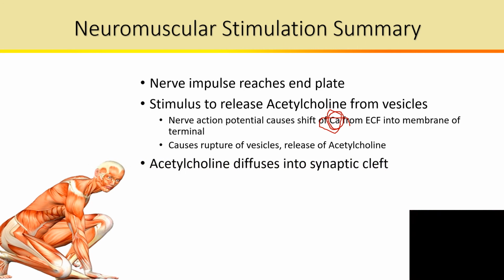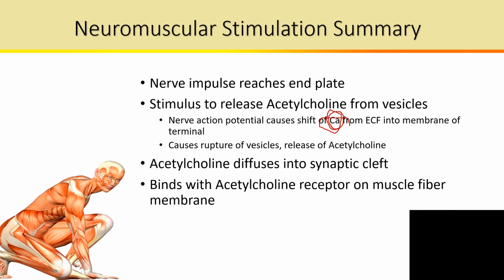Okay, acetylcholine then diffuses, like I mentioned, to the synaptic cleft. At that point, it binds the acetylcholine receptors on the muscle fiber membrane, which we talked about, and that's the stimulus for contraction. The muscle fiber then contracts, and that's how we get a muscle contraction. Well, sort of. There's going to be more about that coming up.